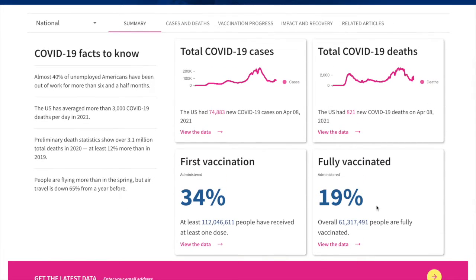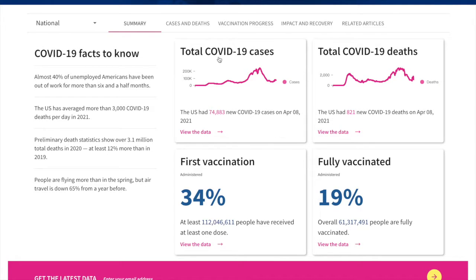The upper 2 boxes show the curve of the number of COVID cases and the number of deaths over time. The following shows the proportion of the population receiving at least 1 dose of the vaccine, and the proportion of the population fully vaccinated. On the sidebar, there are texts to inform people of some facts.